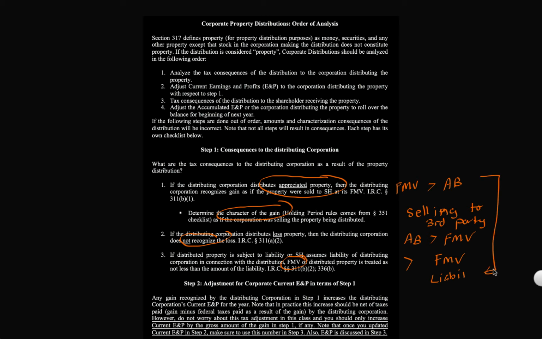Now, in the second step, we'll consider the adjustment for corporate current earnings and profits from step one. Gains create potential earnings and profits adjustments that the corporation must adjust for. Now, remember that a loss cannot be recognized in step one, so we don't have to worry about decreasing for earnings and profits. But gains do. Gains increase earnings and profits. Now, it's also important to note taxes will decrease earnings and profits, so you should net out the two numbers. Net of taxes on the amount, because gains create more taxes.